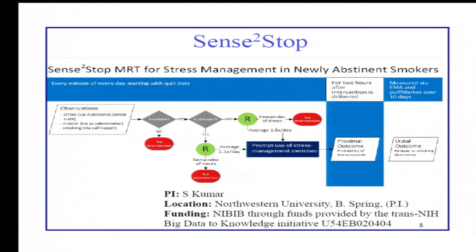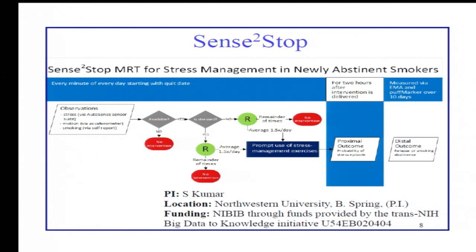Okay, so in this simplification, I either provide you a reminder to access that intervention on the phone, or I don't. So I either interrupt you or I don't. And I can do it at any minute of the day. The budget here is around 1.5 times per day when you're not stressed, and an average of 1.5 times per day when you are stressed.